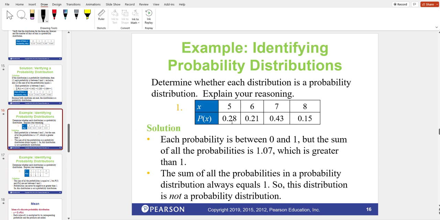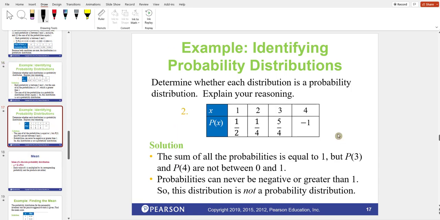And this next one doesn't have a scenario with it, but it says 5, 6, 7, 8. This might still be the rain one, but the number of days are now 5, 6, 7, 8. So we have the corresponding probabilities. As you can see, the probabilities still fall between 0 and 1. But when we add up these probabilities, we get 1.07, and that's greater than 1. So this is not considered a probability distribution.